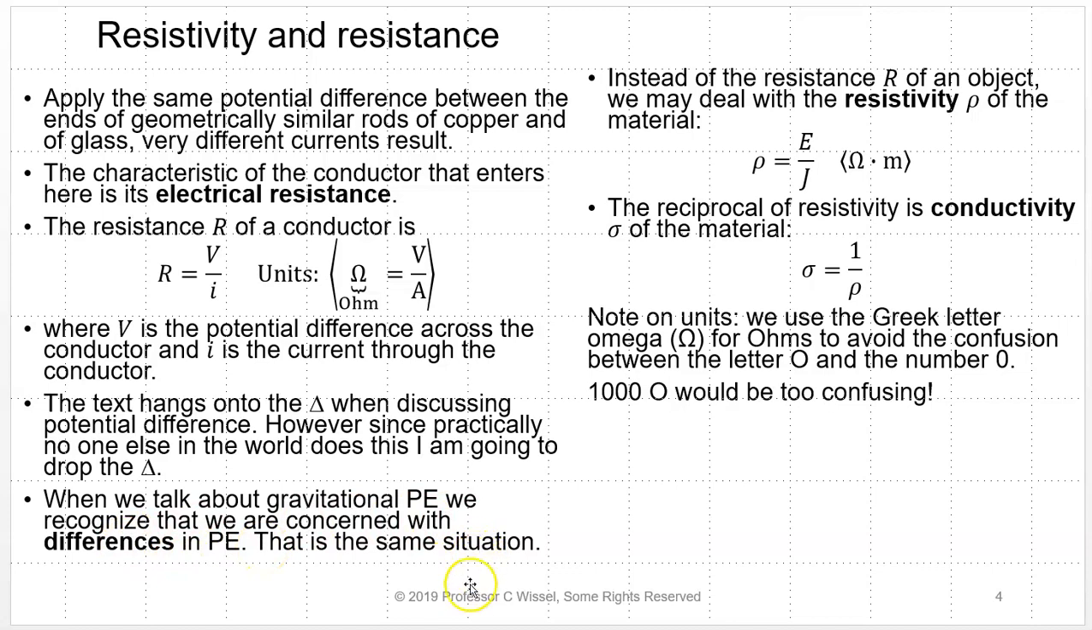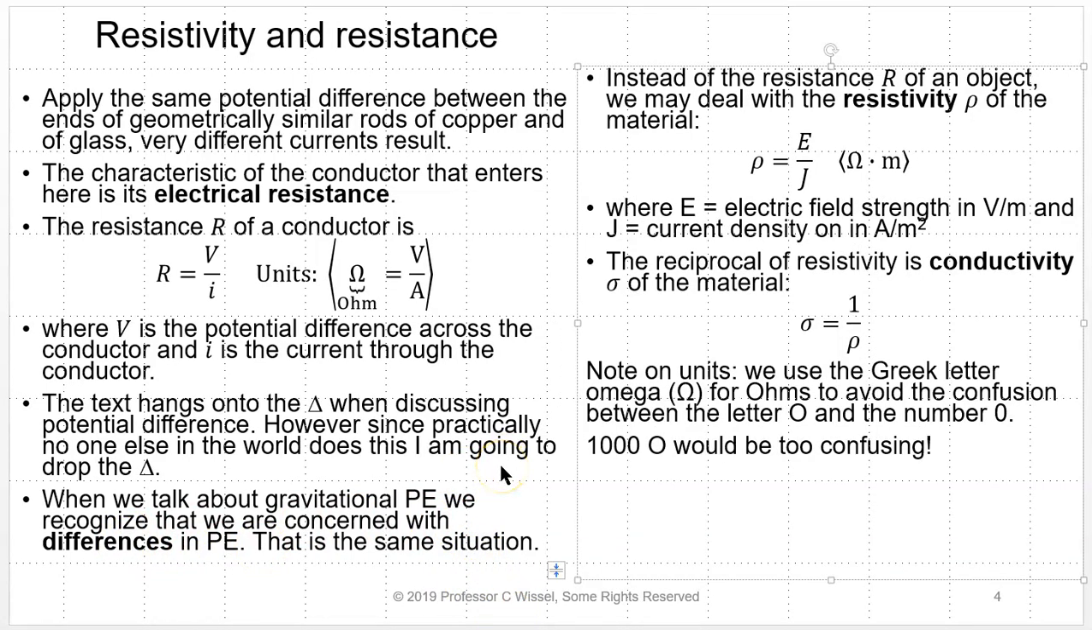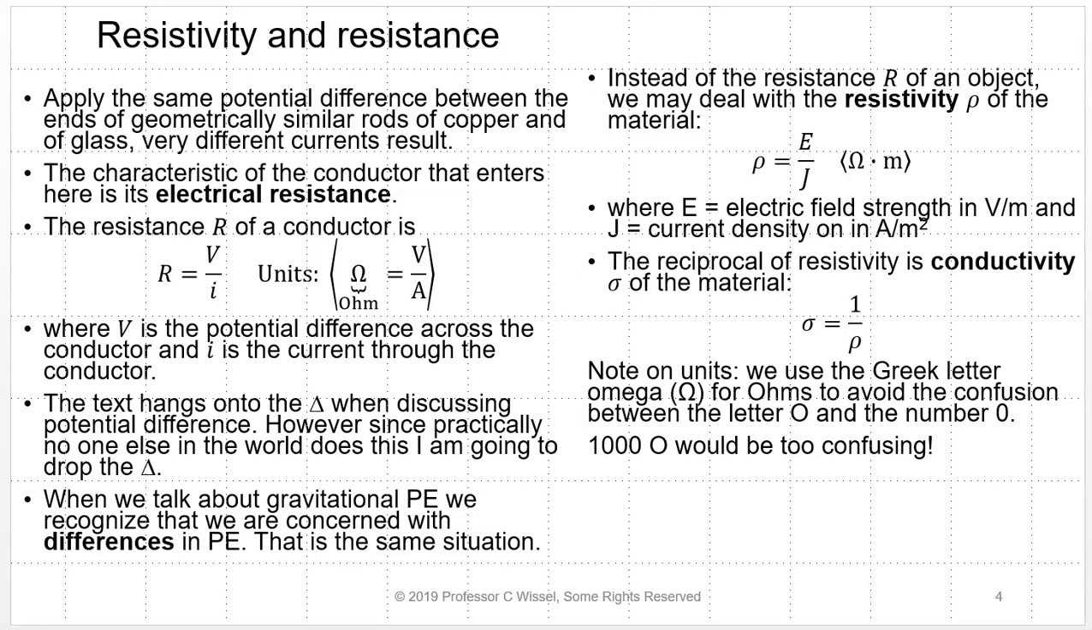It's the same situation. Instead of the resistance R of an object, we may deal with resistivity rho of the material. Rho equals E over J, and the units on rho are ohm meters, where E is the electric field strength in volts per meter, and J is the current density in amps per meter squared. The reciprocal of resistivity is the conductivity sigma of the material. Sigma equals 1 over rho.